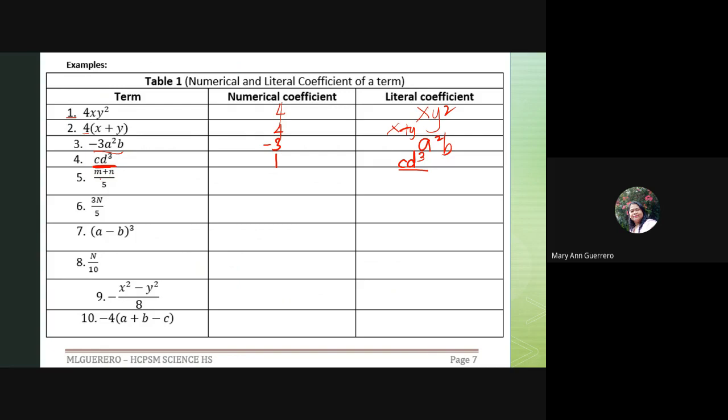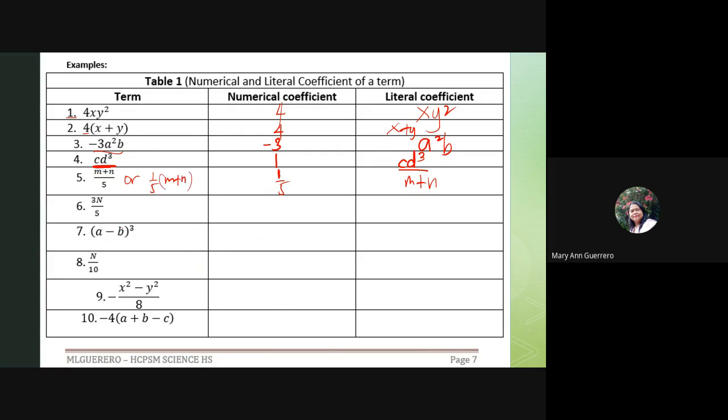So we have here m plus n all over 5. The numerical coefficient is 1 over 5, and the literal is m plus n. So when we multiply 1/5 and m plus n, we will get m plus n all over 5. Therefore, we can also write this term as 1/5 of m plus n.